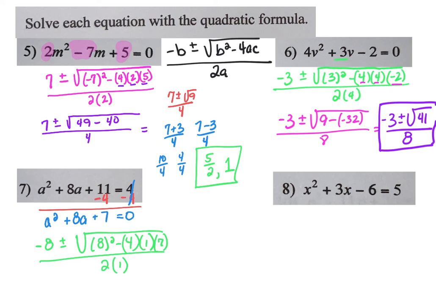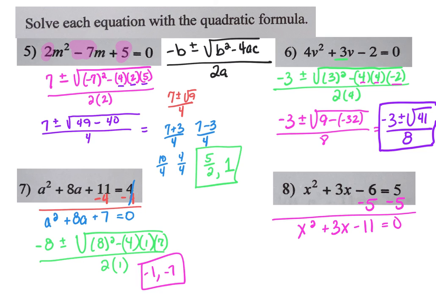Look at 8. Again, I have a problem. I have equal to 5. I need to fix that first. Subtract 5. Subtract 5. Pay attention to your positives and negatives here. Can you just leave it at that? No, you actually solve it. When you solve this, you get -1 and -7. So you will get a final answer there, but I was just walking you through how to set it up.